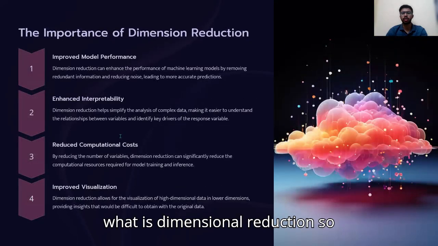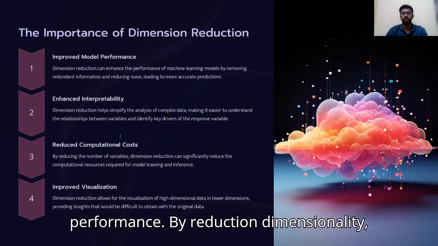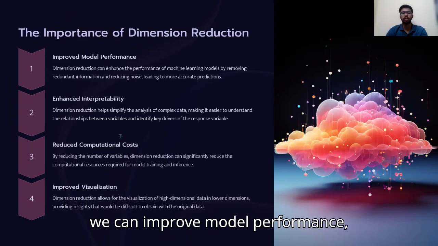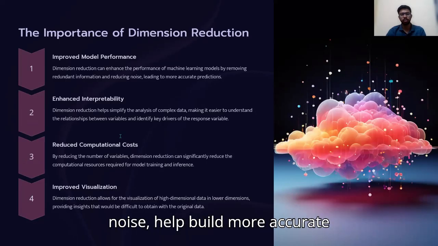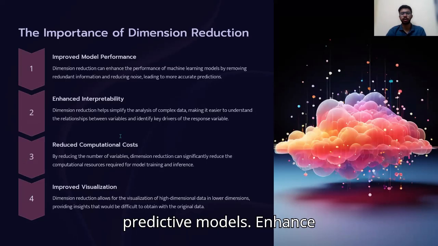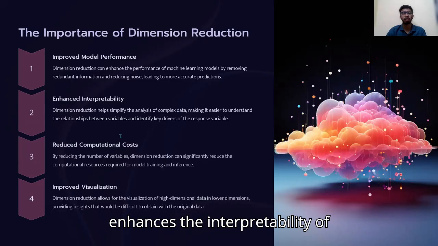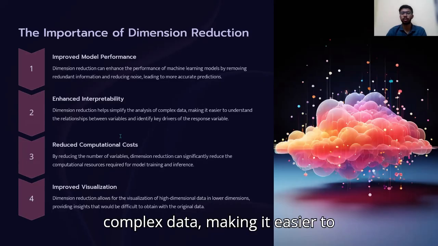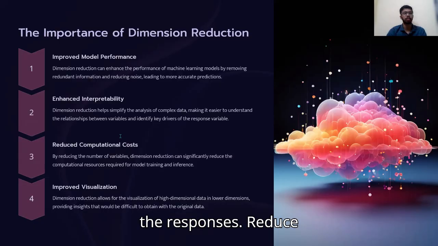So why is dimensional reduction so important? Improved model performance. By reducing dimensionality, we can improve our model performance. Removing redundant information and noise helps build more accurate predictive models. Enhanced interpretation. Dimension reduction also enhances the interpretability of complex data, making it easier to understand the relationships between variables and identify key drivers for the responses.